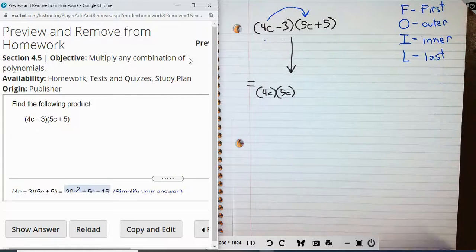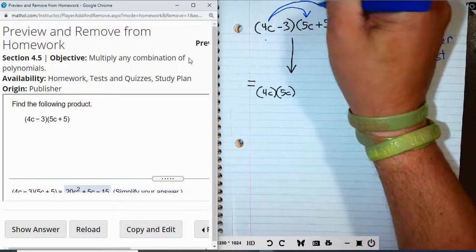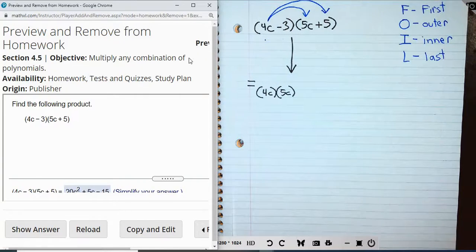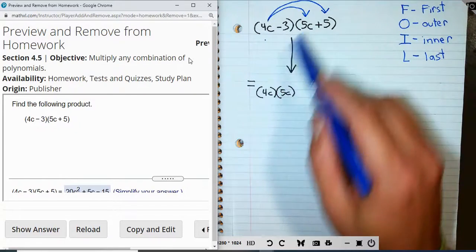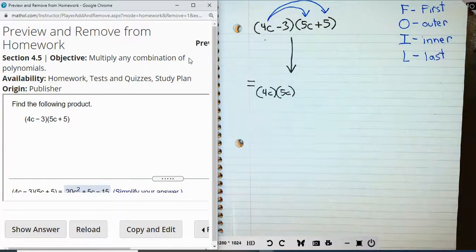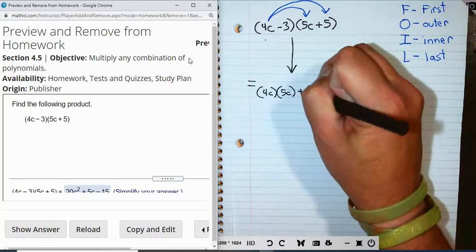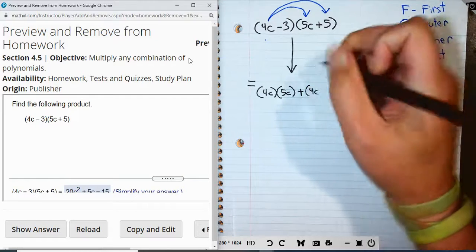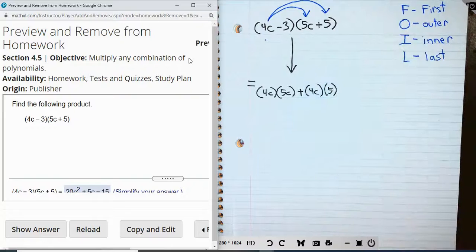That's our first. Next, we will do the outer, which would be 4c times 5, right? These are the first terms in the binomials, and then 4c and 5 are the outer, right? So they're going to take a positive sign. So what we have is 4c times 5. Okay.